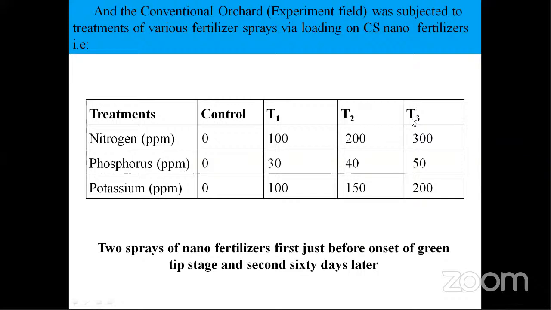And further, it was effective to see on the apple plant. The basic treatments were control, then T1, T2, T3, and the sprays were done at 2 stages. One was done before the onset of the green tip stage, and the second 60 days later, because we first assumed that our fertilizers would last for 60 days. Therefore, at the 60th day, we gave the second spray of nutrient fertilizers.